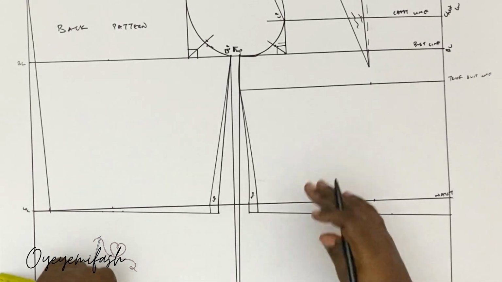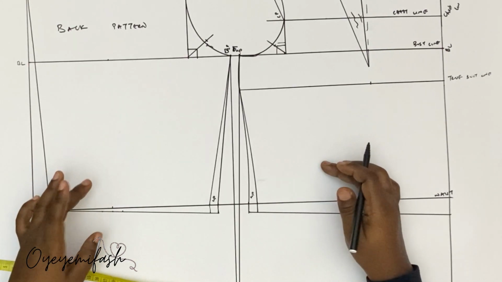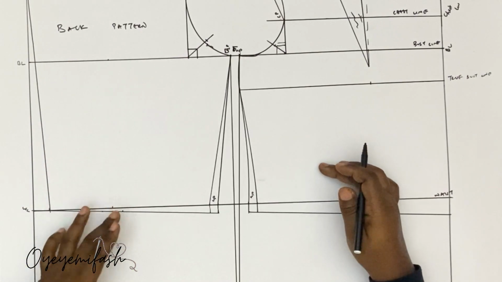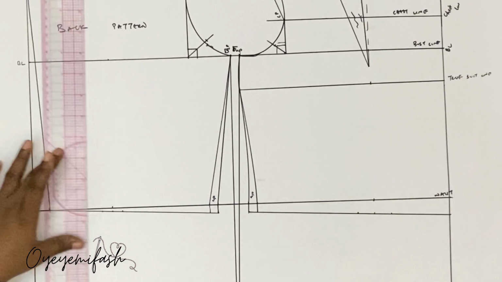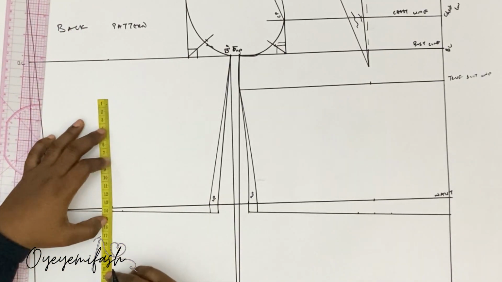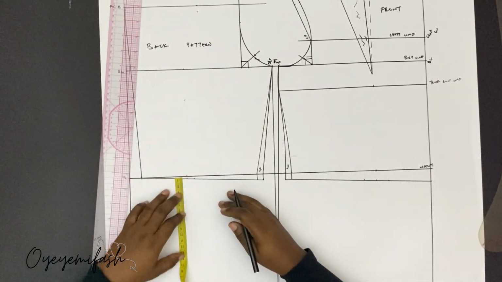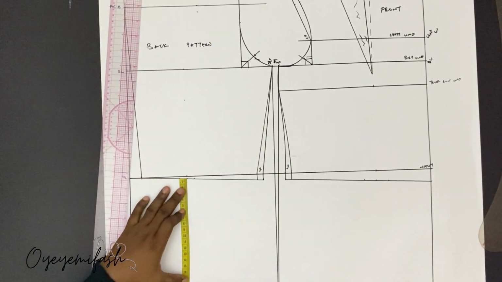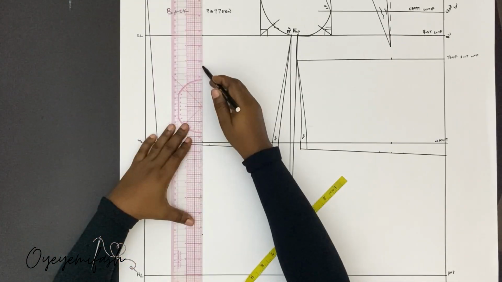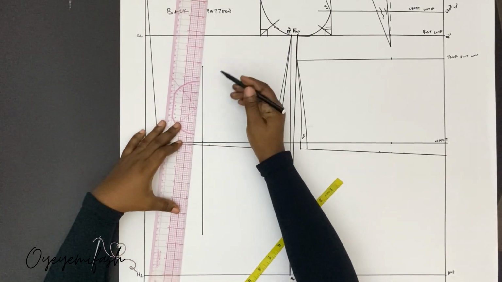So generally for that, the dart length above the waistline is between 12 to 13 centimeters, while below the waistline is 13 to 15 centimeters. So for the back pattern, I'll measure 13 centimeters above the waistline, and then 15 centimeters below the waistline, and then connect this. So this is the midpoint of my dart.